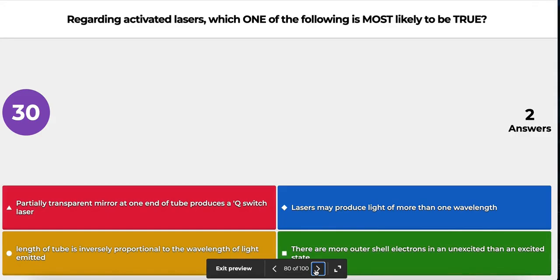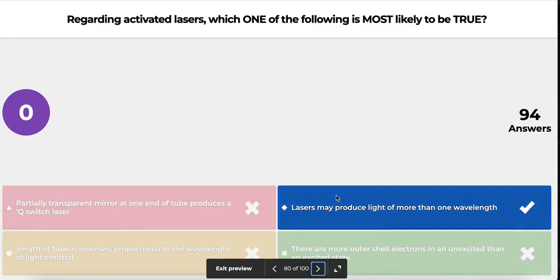Let's move now to the next question regarding the lasers. Which one is true? A: A partially transparent mirror at one end will produce a Q-switched laser. B: Lasers may produce light of more than one wavelength. C: The length of the tube is proportional to the wavelength of the light emitted. D: There are more outer shell electrons in the unexcited state than the excited state. The second answer is correct.